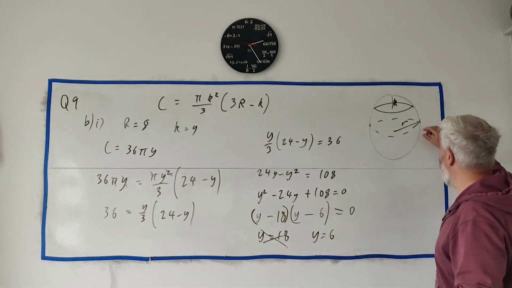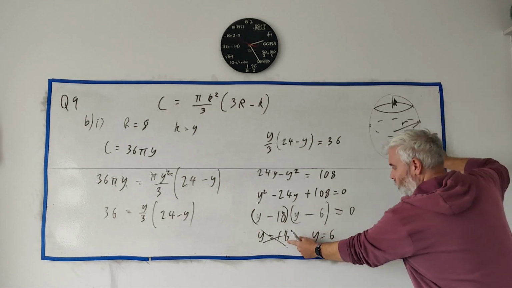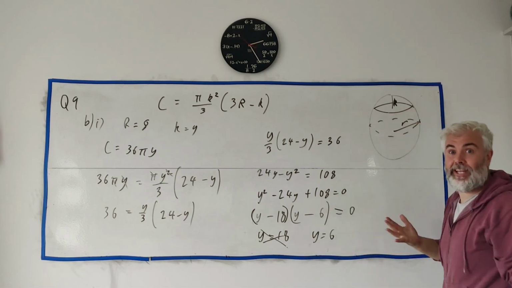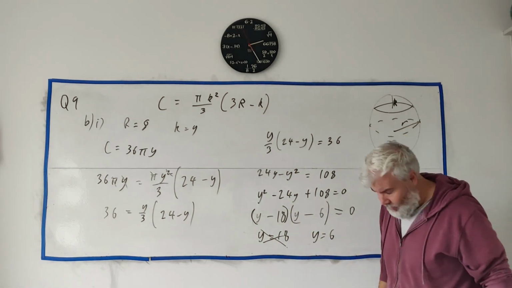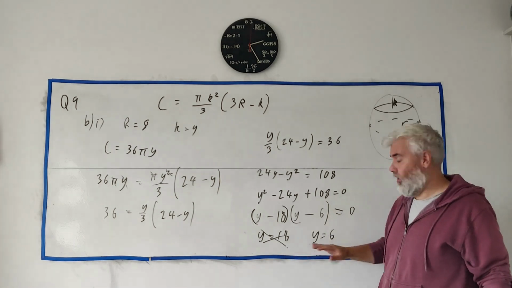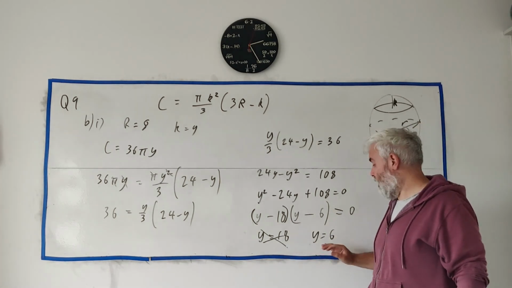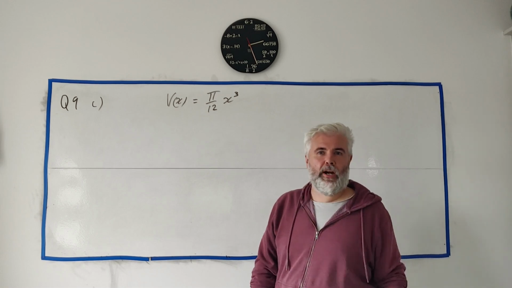So we should be able to discount this guy here. And also remember, it's 8 radius. So 18 would be all the way down here. It wouldn't make sense. And that happens when squares come involved. Sometimes we get an answer that doesn't make sense. Discount it and give the only answer as y equals 6. Okay, on to part C.